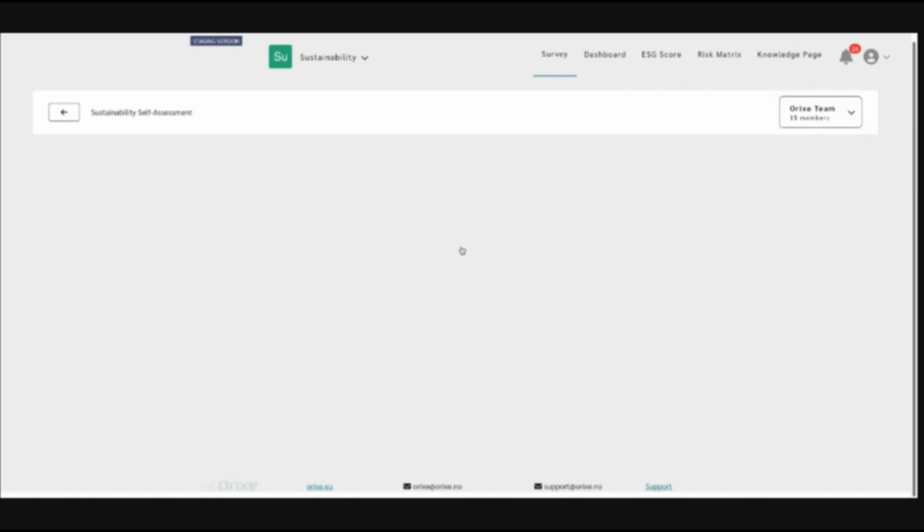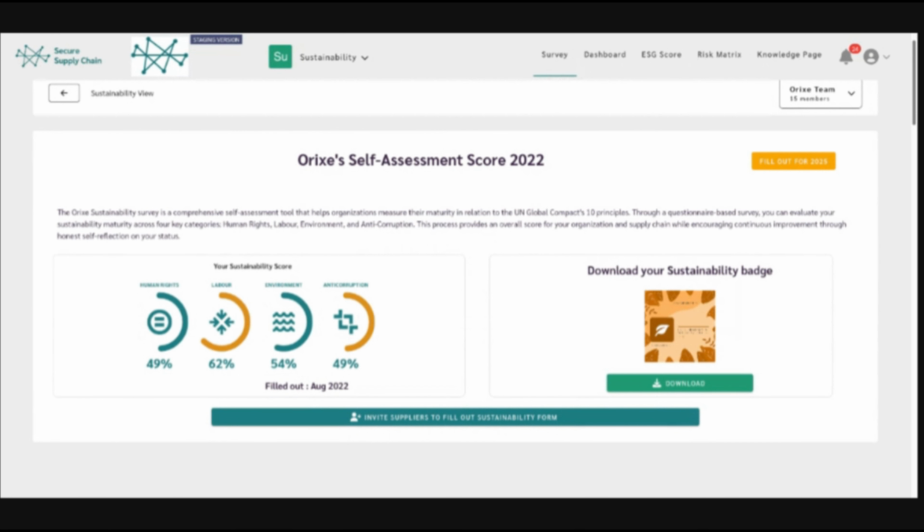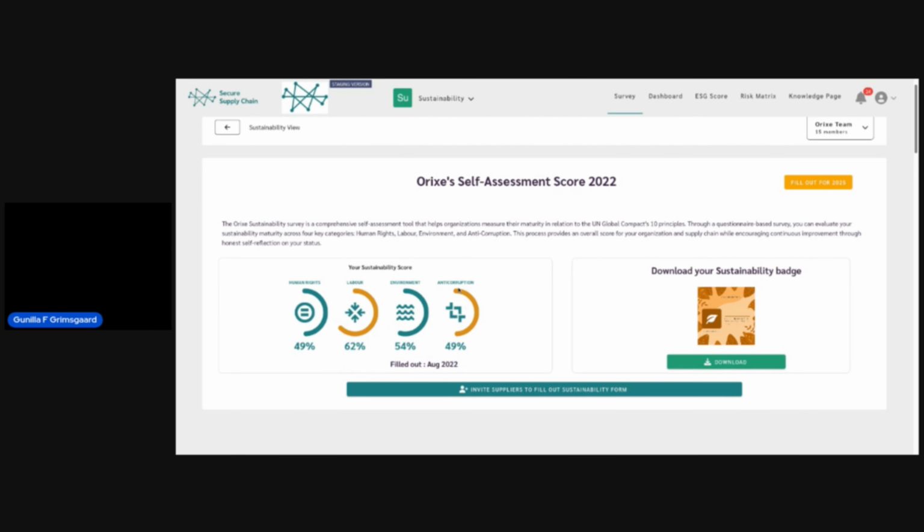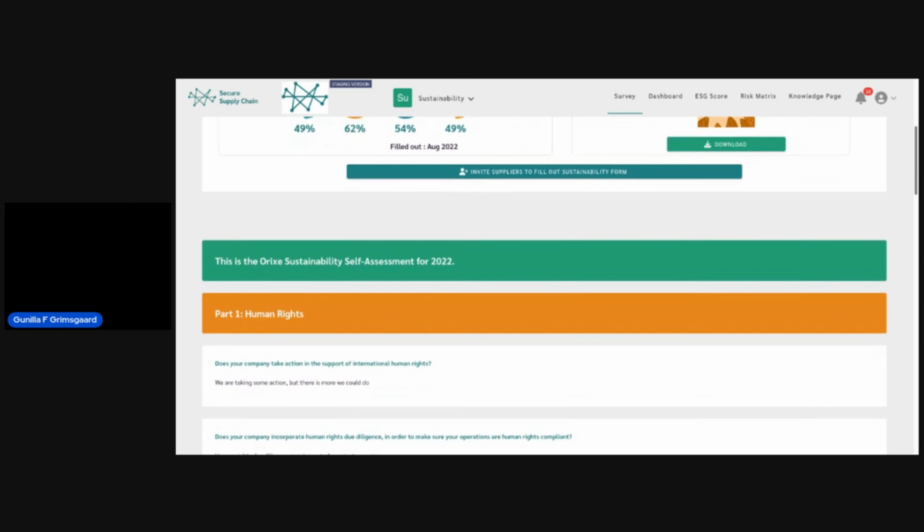So now I'm going to go to the sustainability module. The starting page of the sustainability module. Here is my sustainability score for my company, and it was filled out in 2022, and it focuses on the 4 pillars: human rights, labor conditions, environment, and anti-corruption. And this self-assessment survey is based on the UN Global Compact's principles for a sustainable business life. It's 10 principles, and you can see the answer of your questions here.